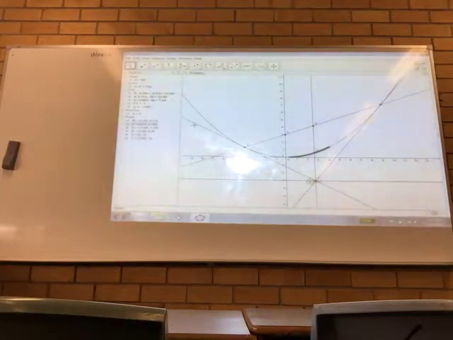If it's a focal chord, will that always be on the parabola? The midpoint? For this particular style of example, yes.